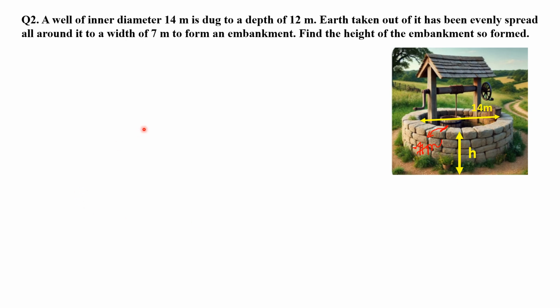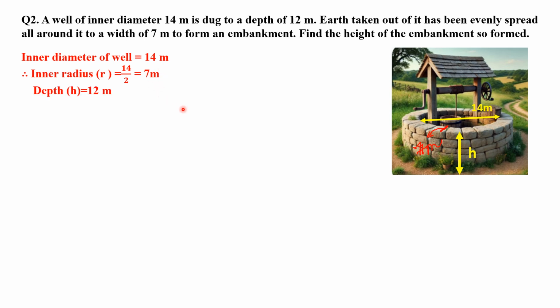So let's first find out the volume of the earth which is taken out to construct the embankment. The information given here is the inner diameter of the well is 14 meter. So the radius will be 14 by 2, which is 7 meter. Depth is 12 meter. So the volume of the earth which is dug out, the formula will be pi r square h, because it is the same as the volume of the well, and the well is in the form of a cylinder. So this is the formula.